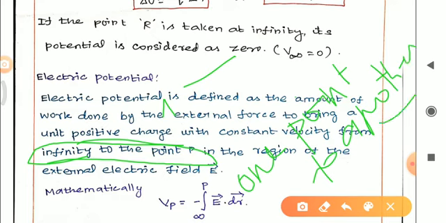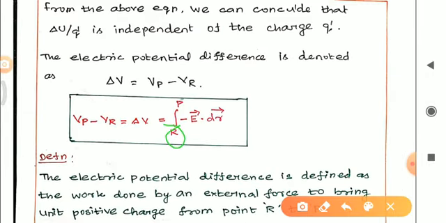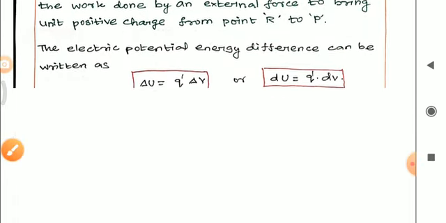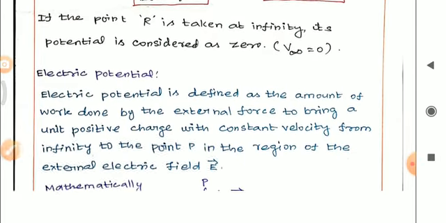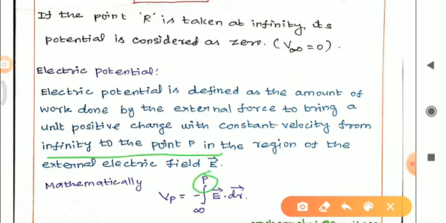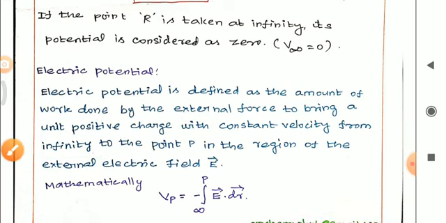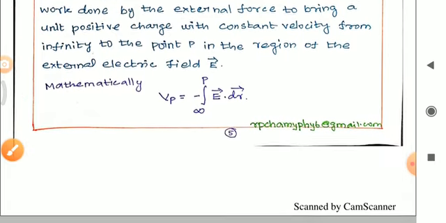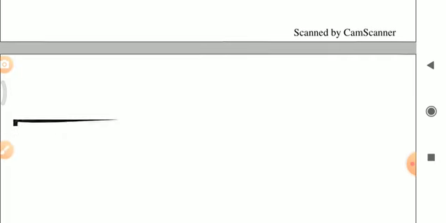Potential means infinity to that point. That's why we see the limit infinity to P. But in the previous definition, R to P, we know where R is and where P is, so we have to write from one point to another point. But electric potential is the amount of work done by the external force to bring the unit positive charge with a constant velocity from infinity to that point. So only the limits change. This can be expected in the 2 mark question, otherwise they will ask in the 3 mark question.